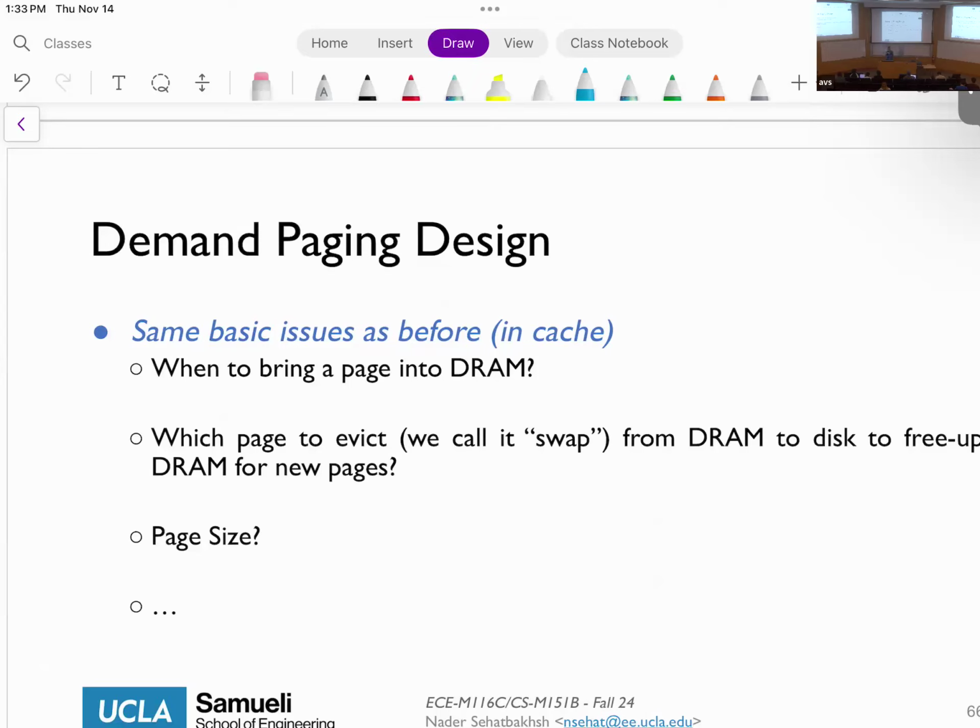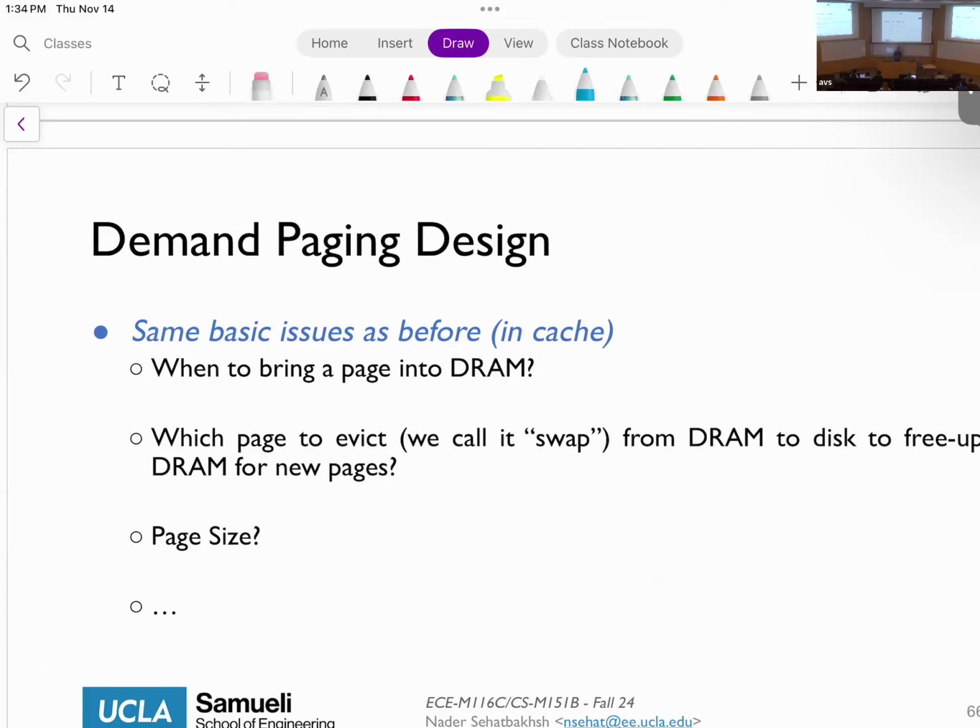Then there will be lots of questions, as in, okay, which one should I swap? What should I do on the update? All those questions that we asked and answered when we were talking about caches apply directly when we are talking about DRAM and disk, okay? So you can have a replacement policy, you can have an update policy, and you can have all those things, okay? And the thought process is very similar to what we had in caches.